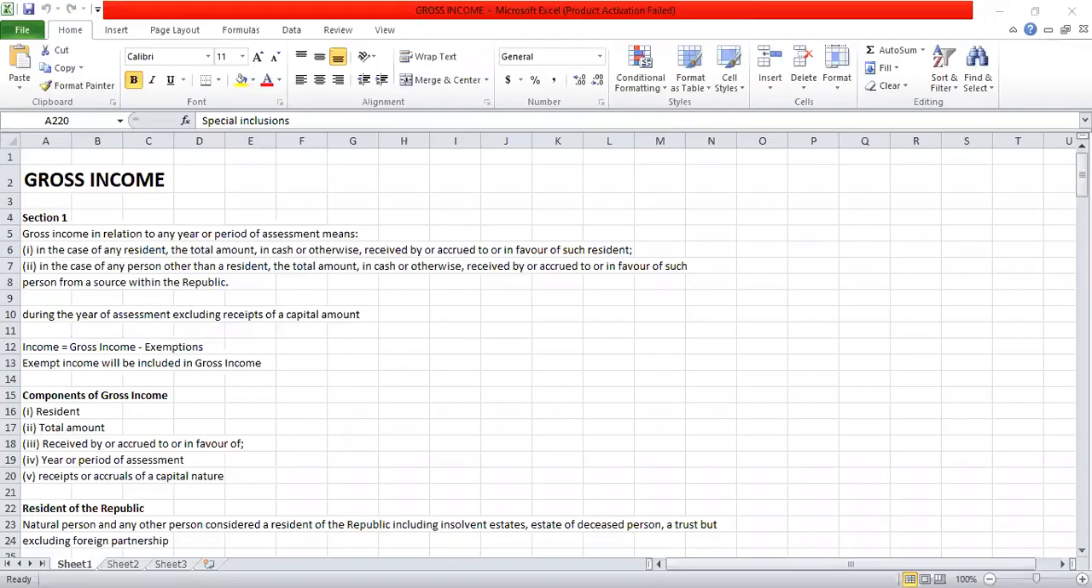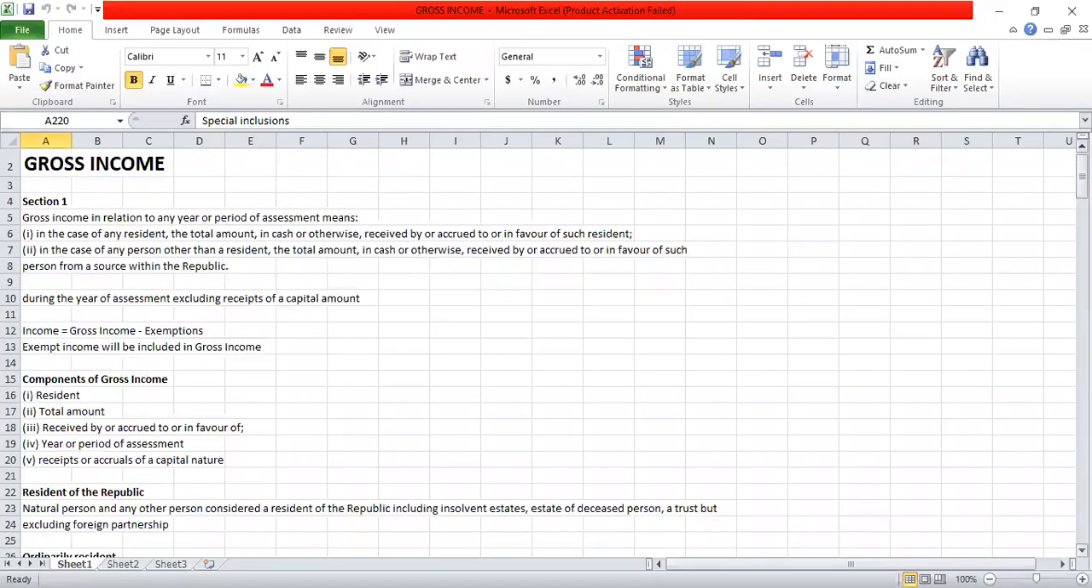Right, so we're going to look at gross income. We'll be using this document, and I'm going to send you this document later on today. So I will send it today when I send the recording of the class. So don't worry about this document. You will definitely receive it.